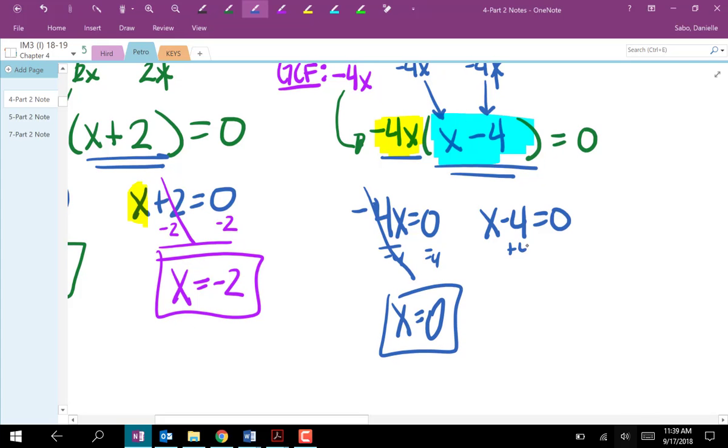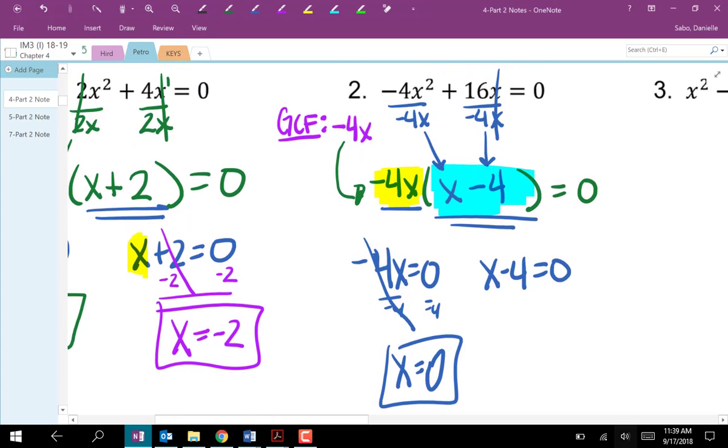Here I add 4 to both sides. Here, 16 divided by negative 4 gets me a negative 4. You gotta be careful. So I add 4, it goes away, and I get x equals 4 as my final answer.